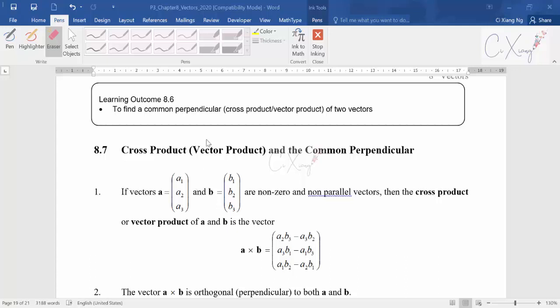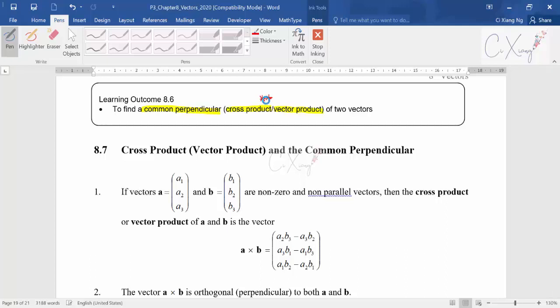Okay, so for this video, we are going to discuss another technique about the operation of vectors. This is to find a common perpendicular, which we call the cross product or vector product of two vectors. So this is our main purpose here. You need to know how to carry out the cross product, or the vector product, of two vectors in this video.